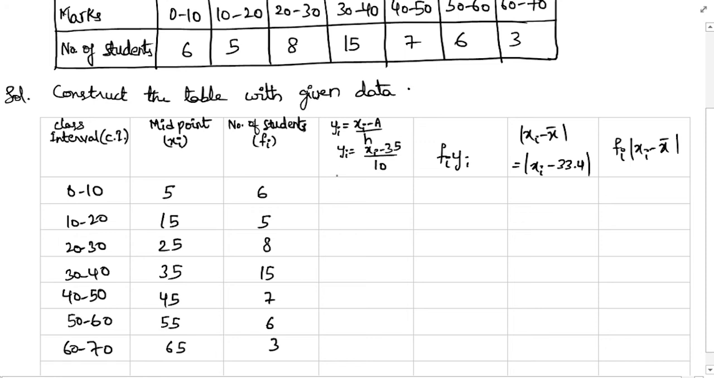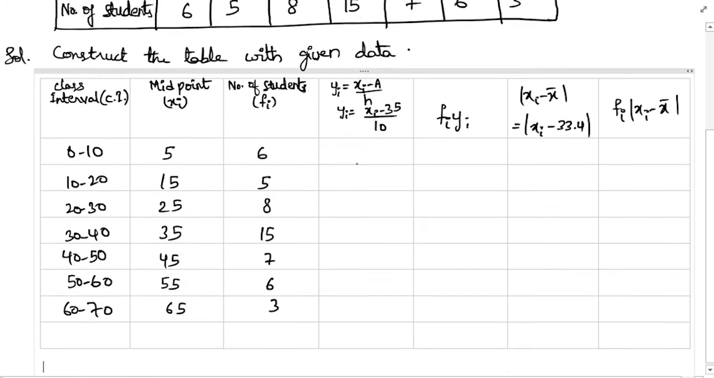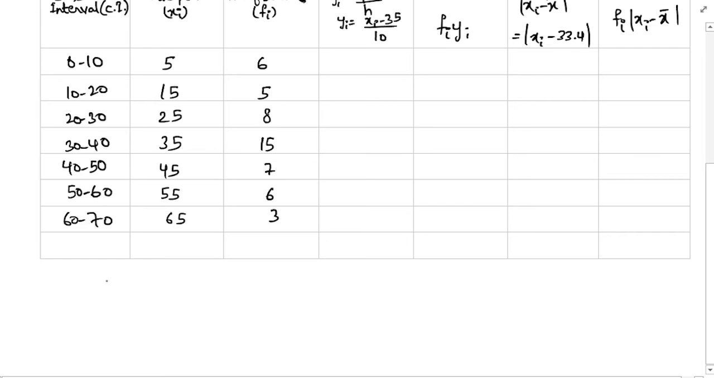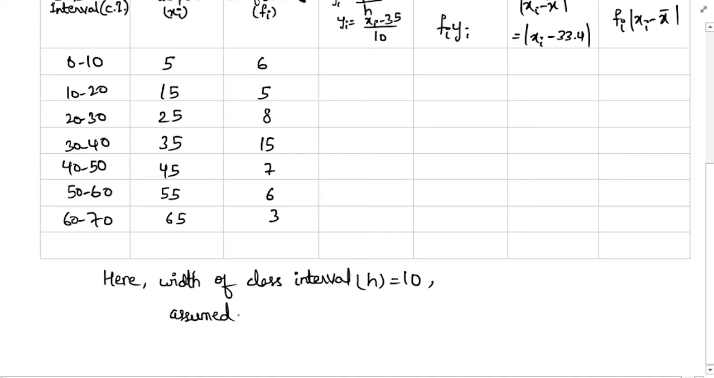Okay, and here yi is equal to xi minus a by h. So first we'll write all those values here. So here width of class interval, that is h is equal to 10 here, right, because the difference between each range is 10. Okay, and then assumed mean, that is a is equal to 35. Okay, and then n is equal to 50.